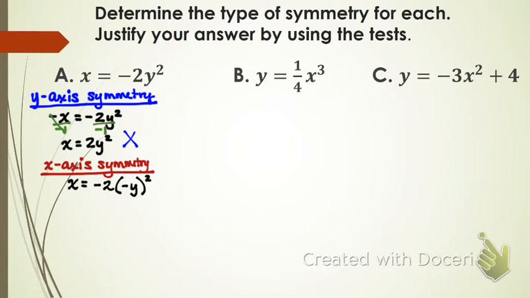(-y) squared. That means -y times -y. How would that simplify? Y squared, right? -y times another -y, the negatives are going to cancel, and so then I'm just left with y times y. So this is x equals -2 y squared. Is that exactly the same as what I had before? Mm-hmm. Then that means this has x-axis symmetry.